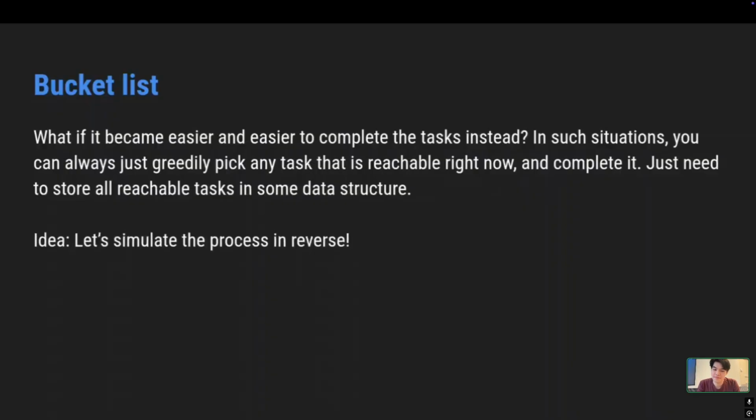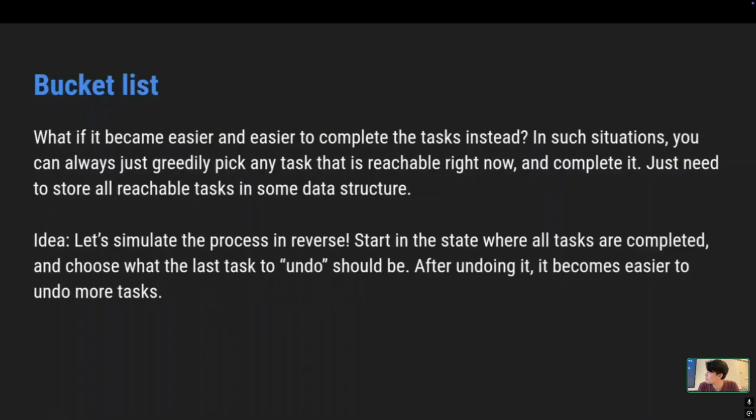So let's simulate the process in reverse. We need to complete all of the tasks. We don't need to maximize how many we complete. It's all or nothing. So we know that in the end, we have completed all of them. And from there, we can consider what is the last one we completed. And then we undo it. And then we keep going like that.